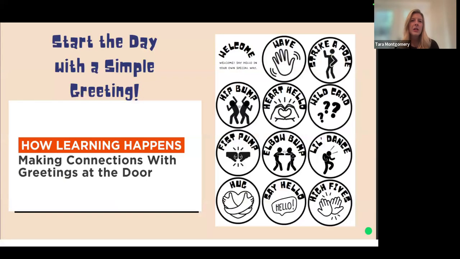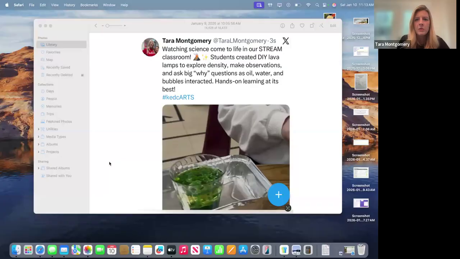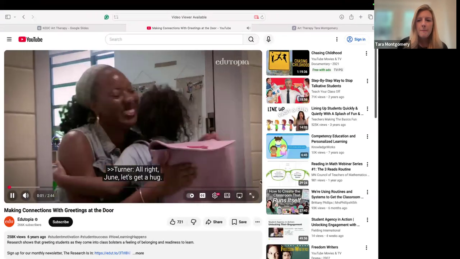All right, so we'll get started. Start the day with a simple greeting. A lot of our teachers have a poster or a sign, something like this, hanging outside their classroom door, and they'll have students either point or tap. I've seen some teachers have them do a quick fist bump just to show what kind of greeting they're feeling that morning with their teacher. And I do have a short video here. We probably won't have time to watch all of it.